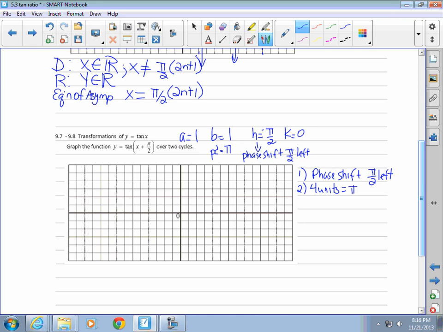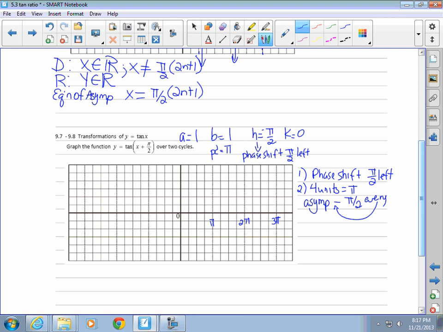And you don't have to number these. This is just my numbering for you to see the steps. Because my period is still 1, I haven't changed anything there. That means my asymptotes are still going to be at every pi over 2. Now I can draw those in. So this is pi, this is 2 pi, this is 3 pi.